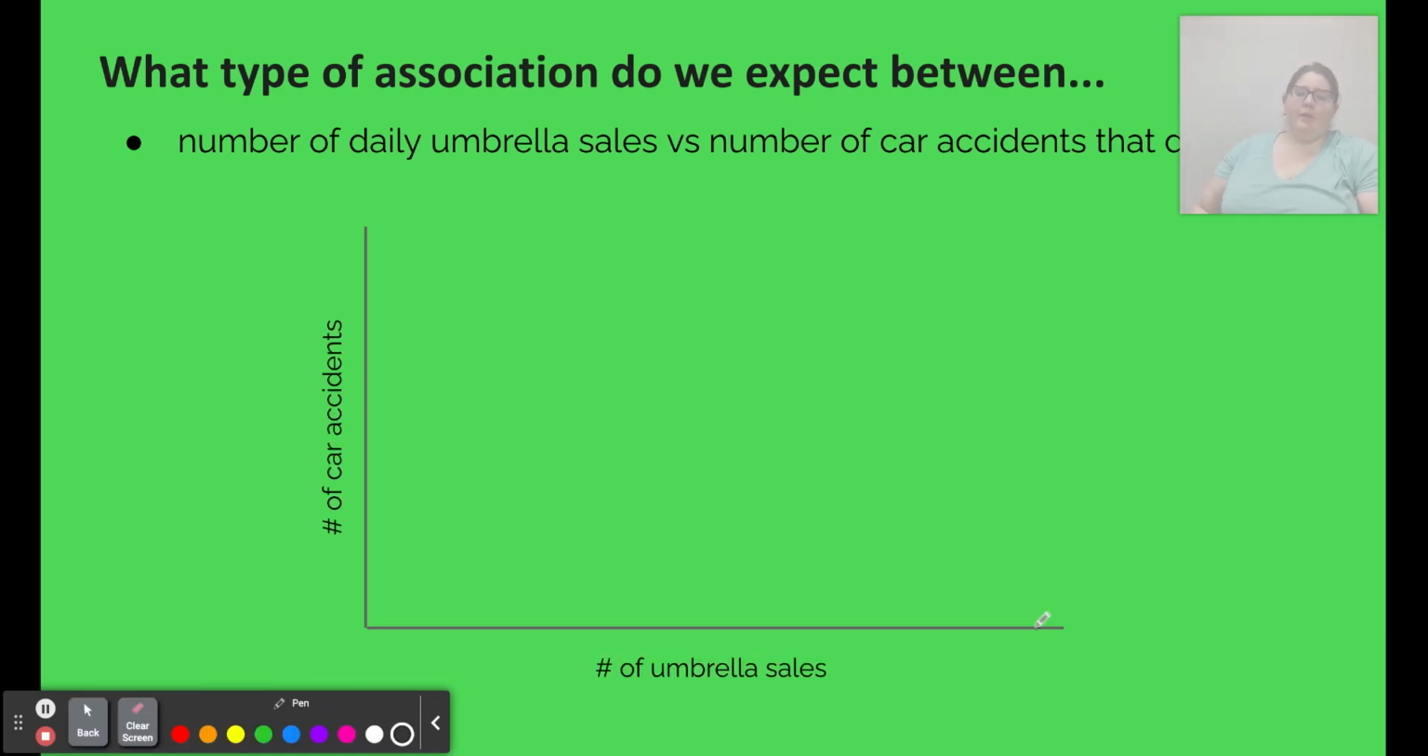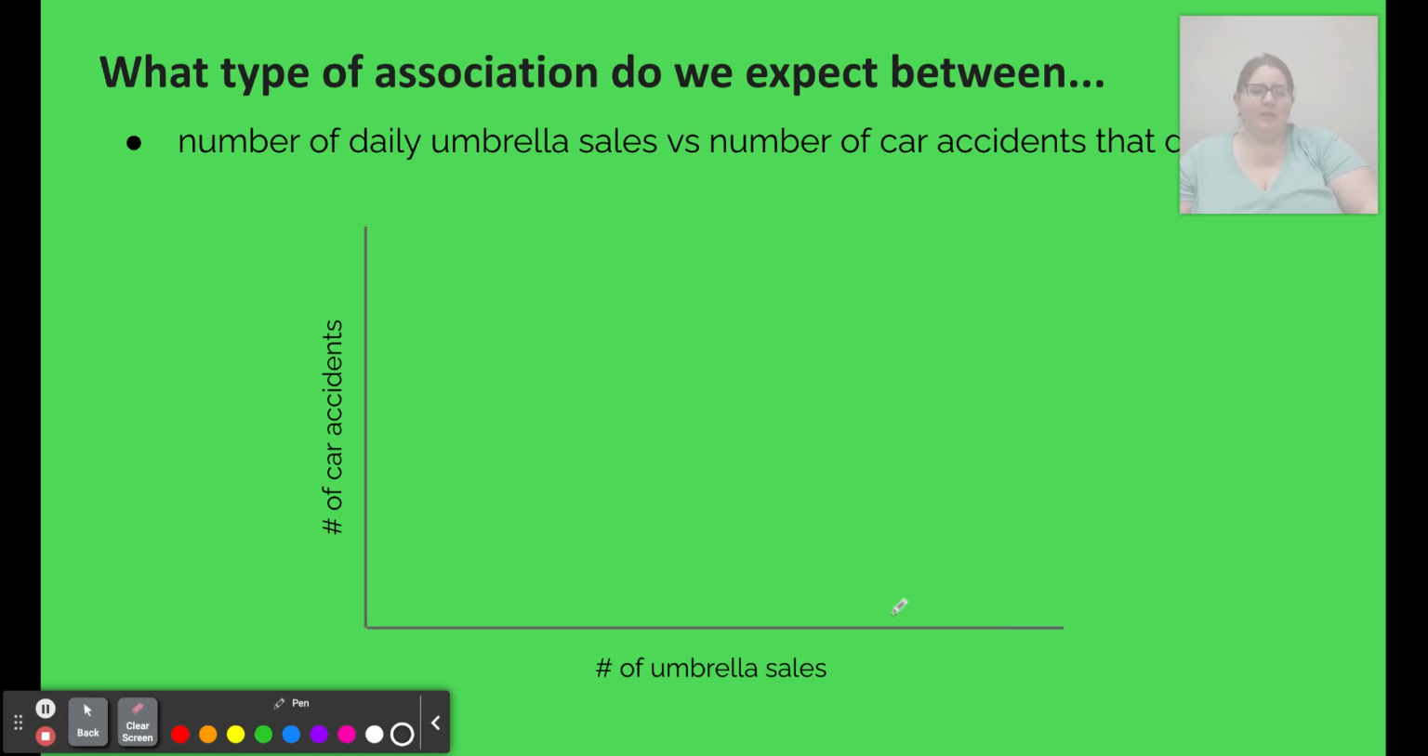So again, I have my little graph. I have number of umbrella sales on the x-axis. I have number of car accidents on the y-axis. I'm going to start high this time. What if there's a really high number of umbrella sales one day? Well, if I think about it, there's a lot of umbrellas being sold that day. It's probably raining outside. And if it's raining outside, we tend to see more car accidents than on a day where it's not raining outside.